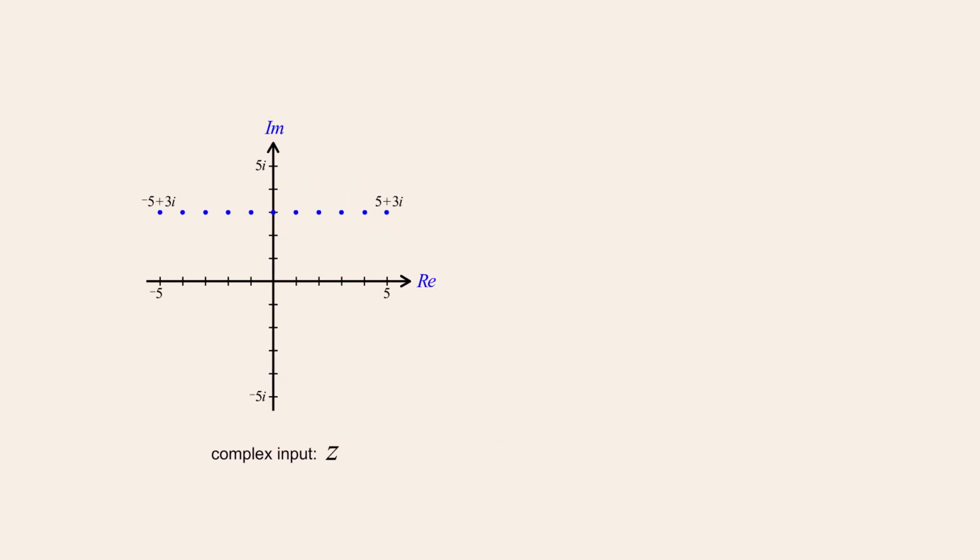Another way that the inputs and their corresponding output values can be represented is to graph a subset of the input values that fall along some path of the complex plane. For example, we could pick a path of input points along a horizontal line extending from -5 plus 3i to +5 plus 3i. We then graph the corresponding output values of the function on a second complex plane.